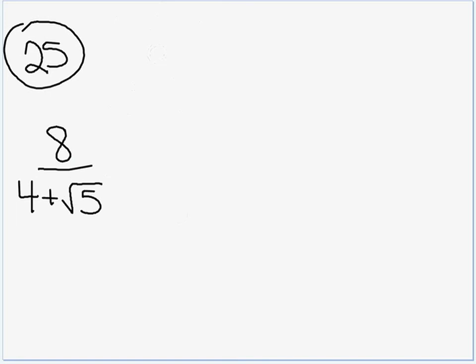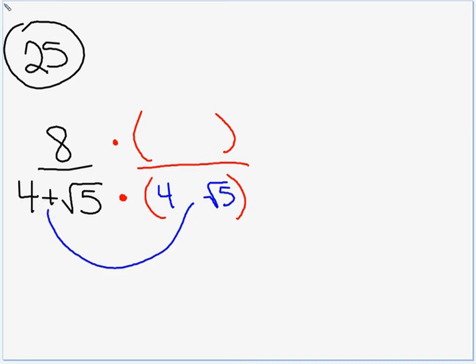And first we need to multiply by our conjugate. So we're going to multiply that by the numerator and the denominator. And the conjugate has the same terms, a 4 and a root 5. 4 root 5. But the opposite sign. If that's a plus, our conjugate will have a minus. And also the numerator gets the same treatment.